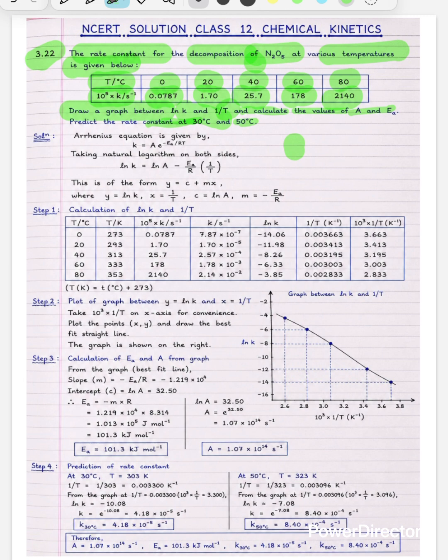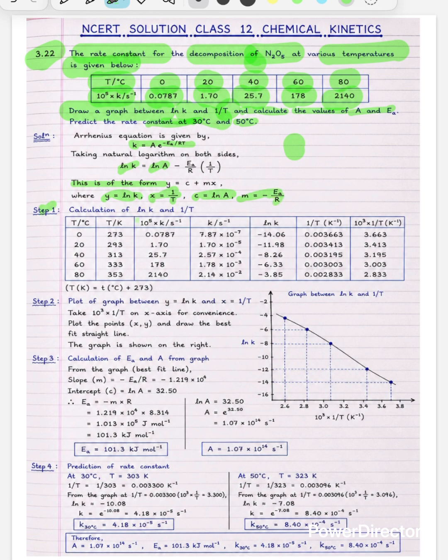According to the Arrhenius equation, K is equal to A into e raised to power minus EA by RT. By taking the natural log, ln of K is equal to ln A minus EA by R into 1 by T. Here EA is the activation energy, T is the temperature, and R is the gas constant. This is of the form y is equal to mx plus c, as you study in your classroom. Here y is ln of K, x is 1 by T, c is the intercept, that is ln A, and slope m is minus EA by R.